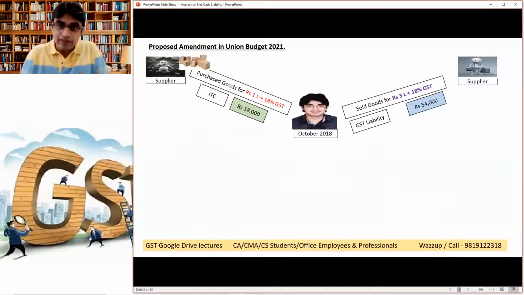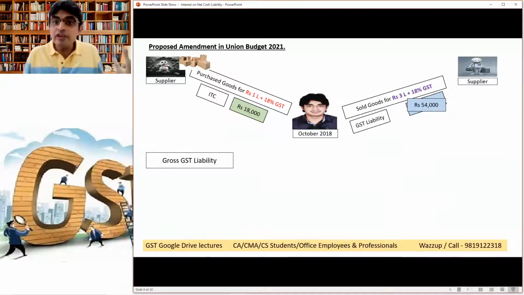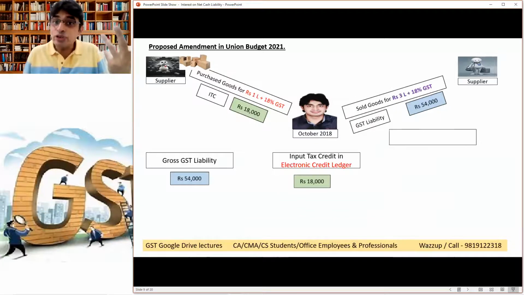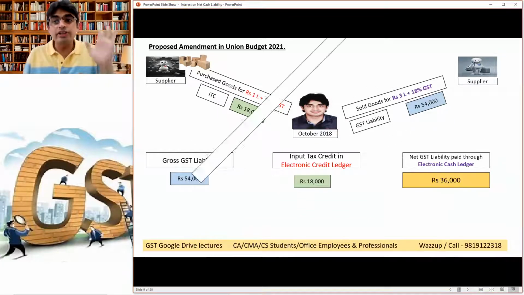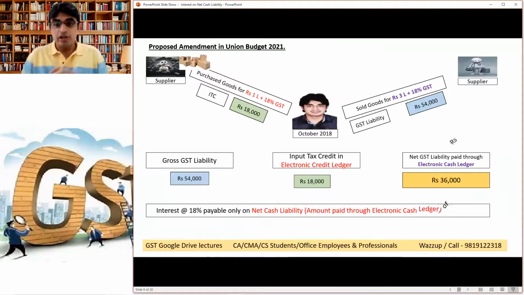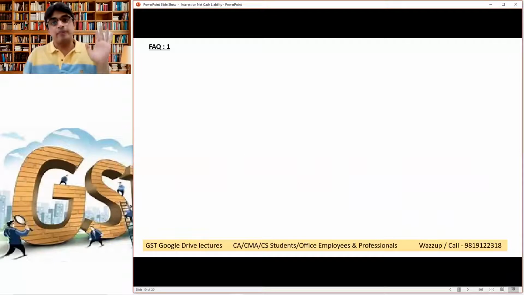Correct? So find an example. Suppose I have purchased goods for 1 lakh. ITC is 18,000 and I sold goods for 3 lakh. GST liability is 54,000. So what is my gross tax liability? 54,000. What is my input tax credit on it? 18,000. How much have I paid through my electronic cash ledger? Only 36,000. Now after this proposal from Union Budget, it is crystal clear that interest shall be applicable only on net cash liability, जो आप electronic cash ledger से offset करते हो इसी पे. Clear?